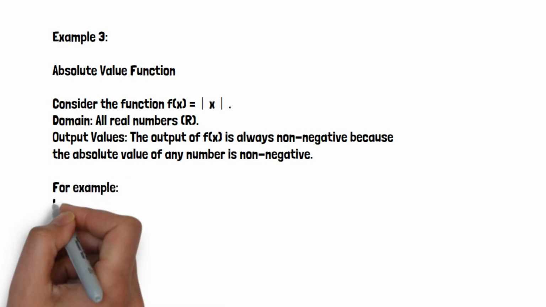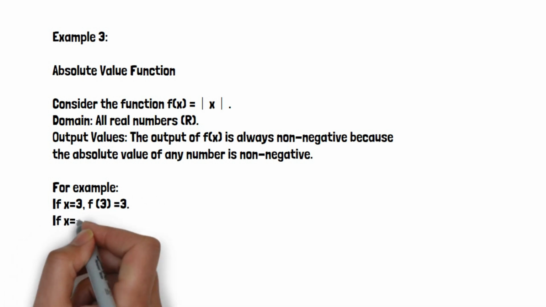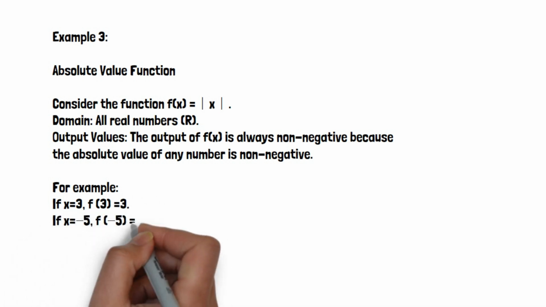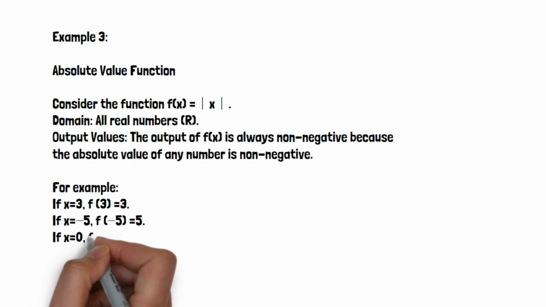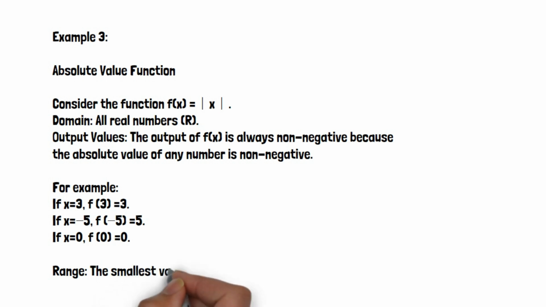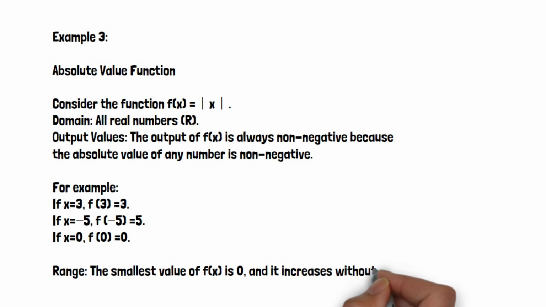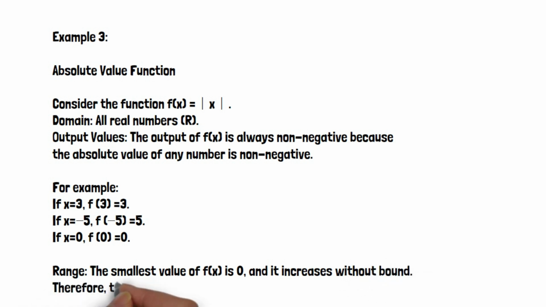For example, I write x equals 3. So the function will be 3. At x equals minus 5, the function will be 5. And at x equals 0, the function will be 0. So we have the range which starts from 0. Yes, the smallest number will be 0 and it will include all the numbers till positive infinity. We will not have any negative number in the given range.